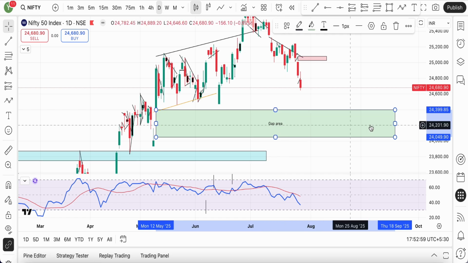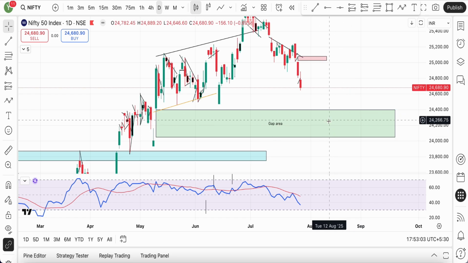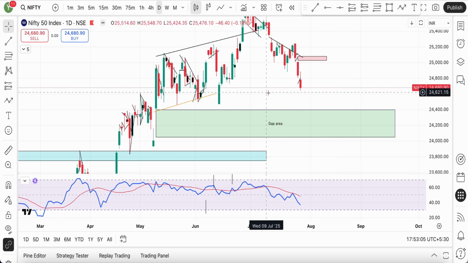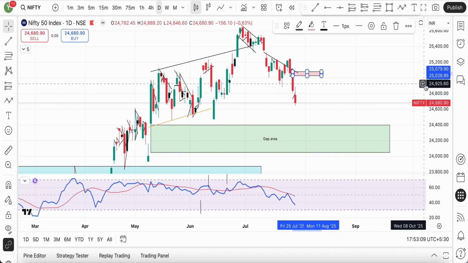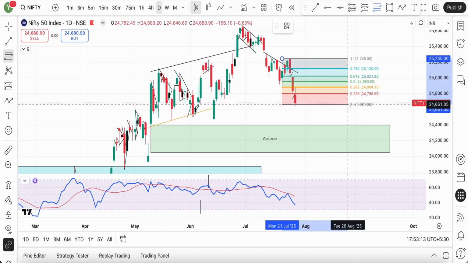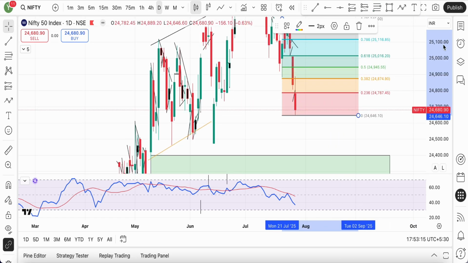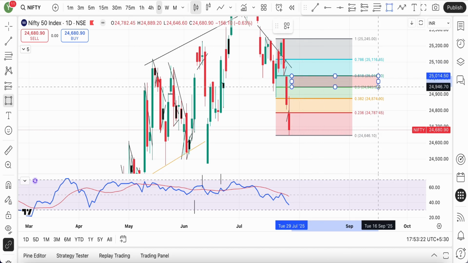Market might be coming down to fill this gap. Again, we'll be observant of price action around this gap, and we'll plan our trades whenever the market reaches around these levels. But for now, these levels will be changing for us on a daily time frame. Let's connect this, and then the 0.5 to 0.618 zone, which I use religiously, is around here. Sorry.